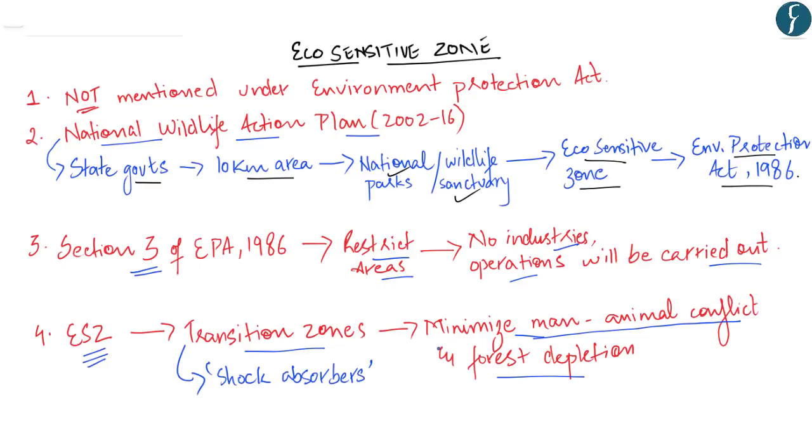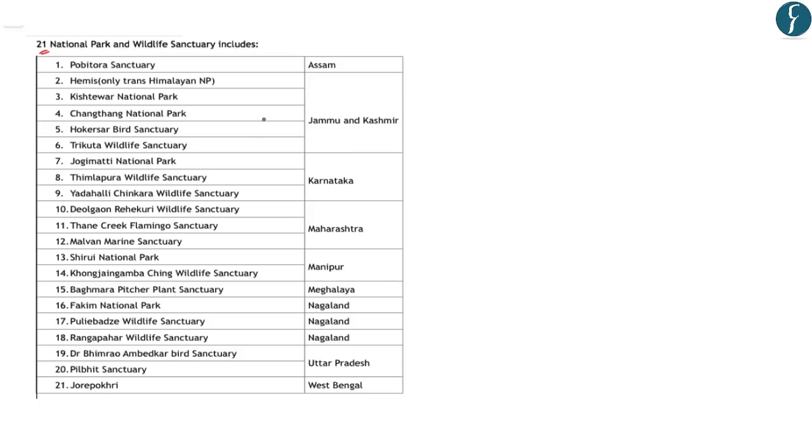Let us now look at the list of those 21 national parks and wildlife sanctuaries. This is the list of 21 national parks and wildlife sanctuaries around which the Supreme Court has ordered that an eco-sensitive zone should be created. The first is Pobitora Sanctuary, which is located in Assam and is very famous for the one-horned rhino. Next is the Hemis, which is located in Jammu and Kashmir and is famous for the snow leopard. Kishtwar National Park is famous for the musk deer and is also located in Jammu and Kashmir. The Changthang National Park again has snow leopard as well as blue sheep.